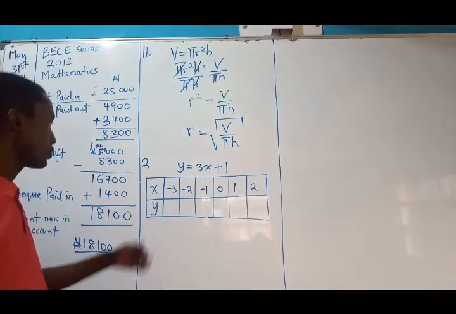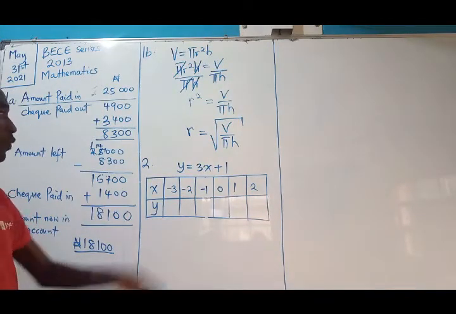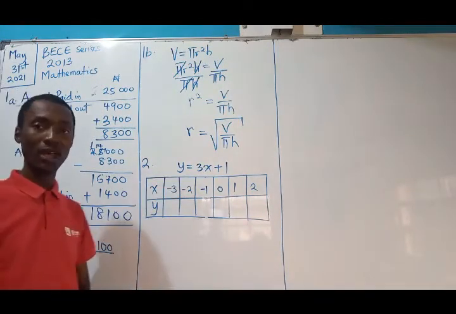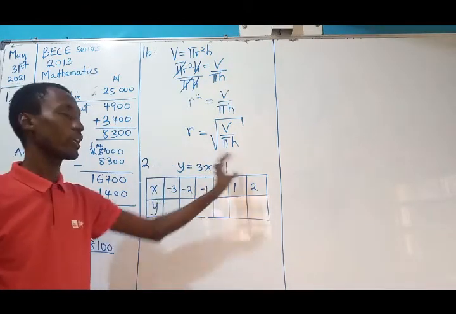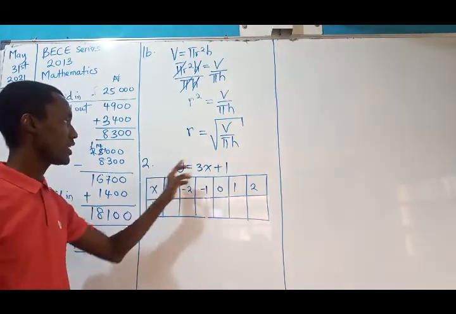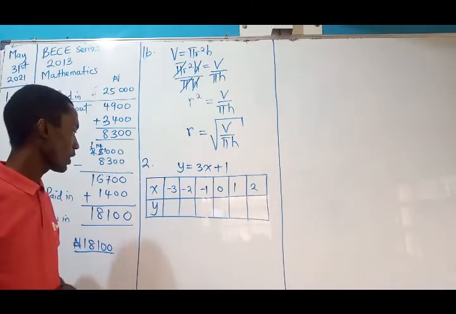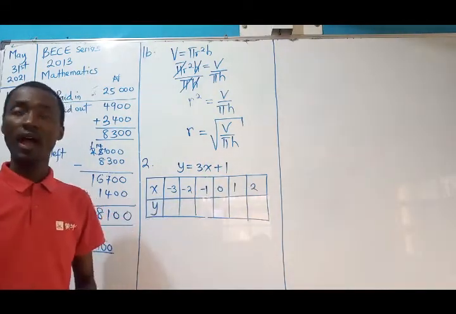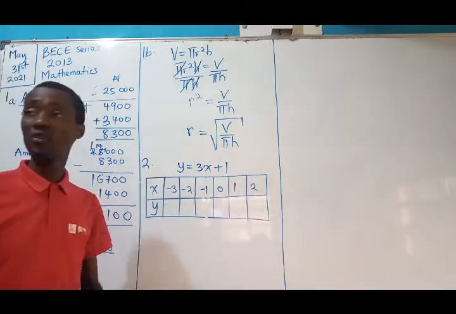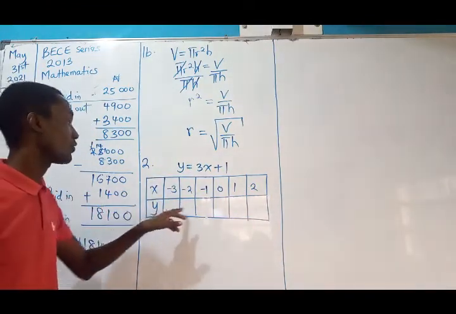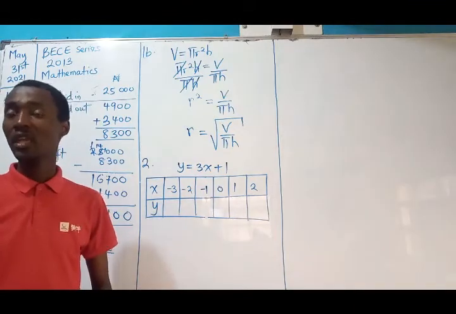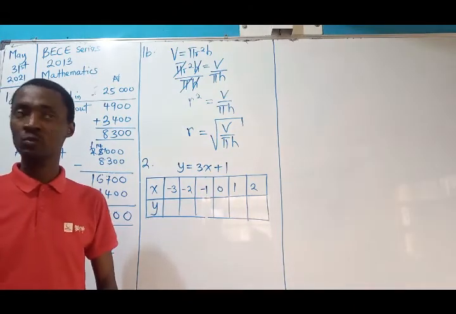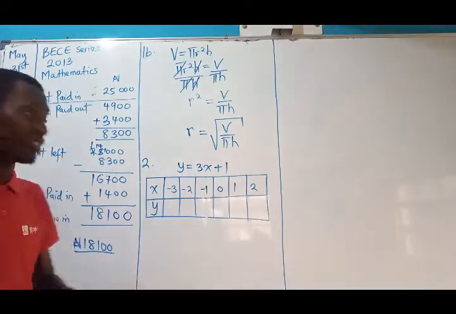In question 2, we have y equal to 3x plus 1. This is what is called a linear equation. Now, we are given values of x in a tabular form, and we are required to look for the values of what? Y. Here, we are testing your knowledge of what? Substitution. So, we'll just go straight away to solve this.